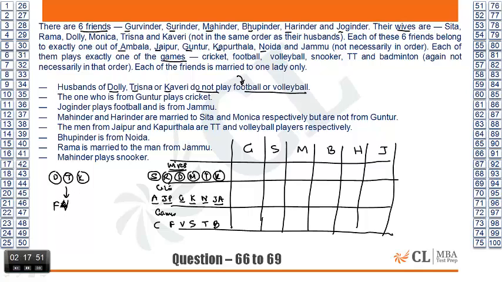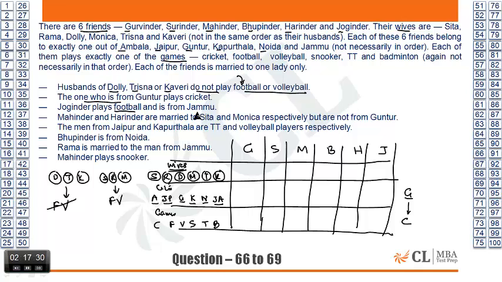My mind is, I'm reading something, I'm thinking something else. Which means who plays? Other has to play, no? Which is S, R, and M, no? Yeah. So which means S, R, M has to play football or volleyball. Okay. The one from Guntur plays cricket. So if you are from Guntur, you must have a C.